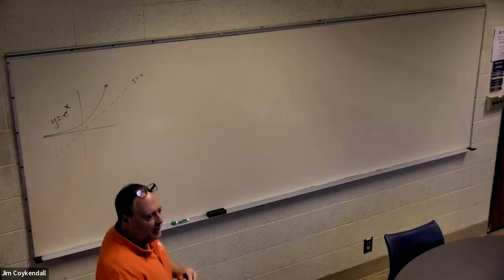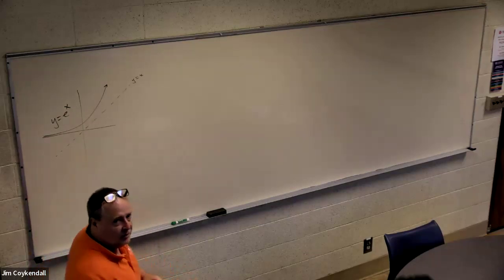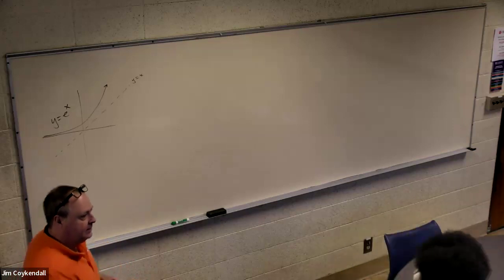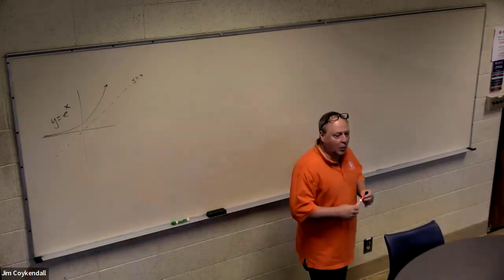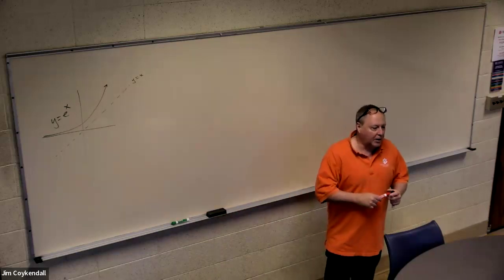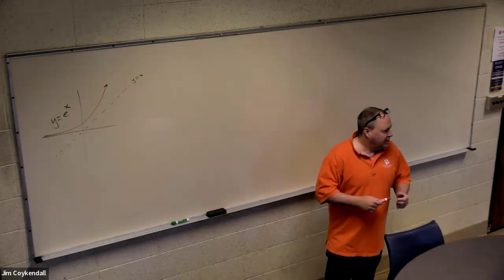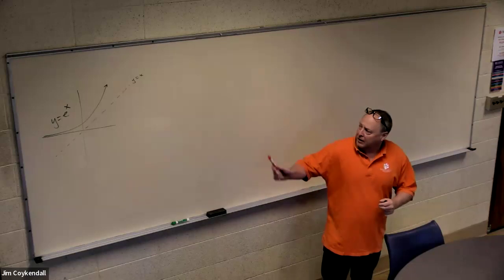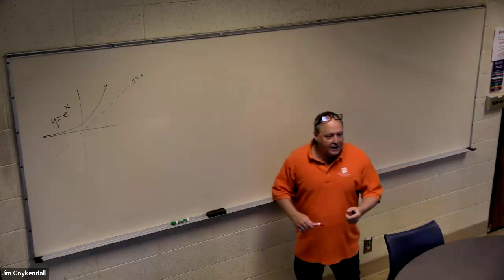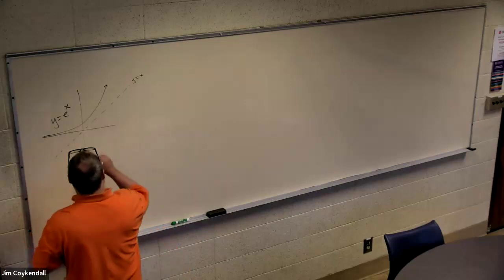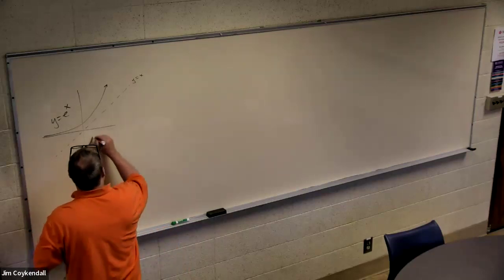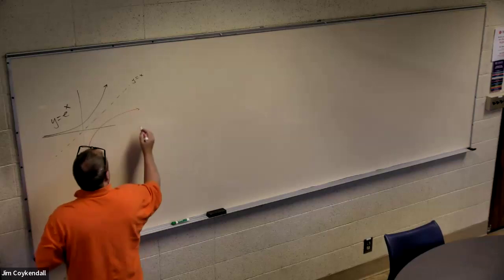What do y'all remember about the significance of the one-to-one function? One-to-one meant it passed the horizontal line test. Does that ring a bell? A horizontal line can only hit one point. That means when you flip that over the line y equals x, it passes the vertical line test. Reflect this about y equals x.